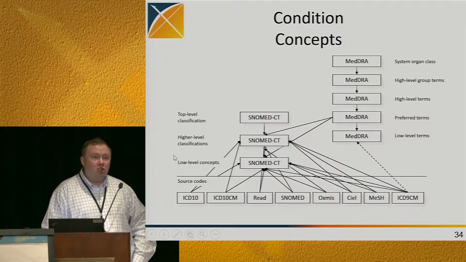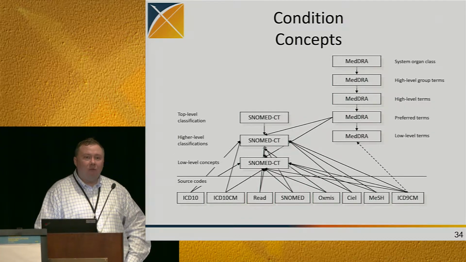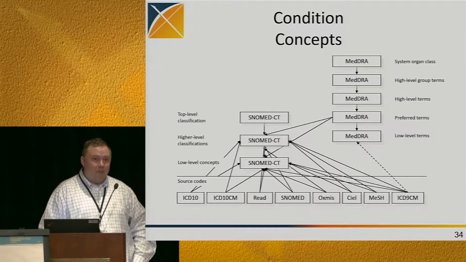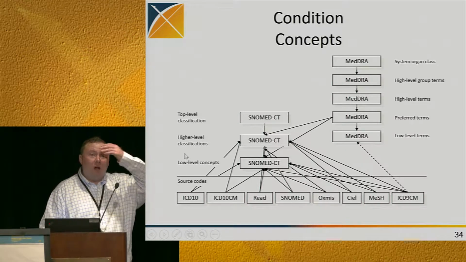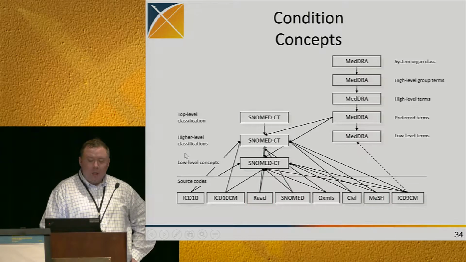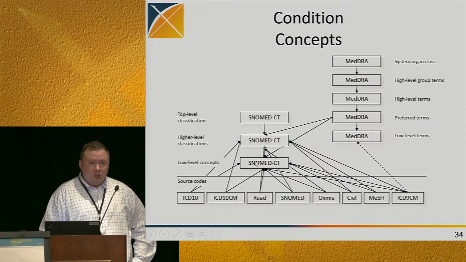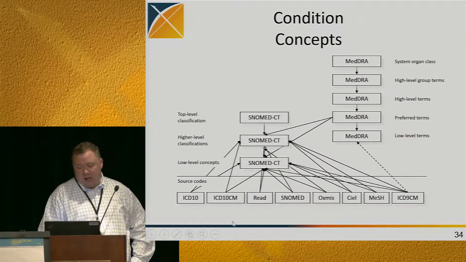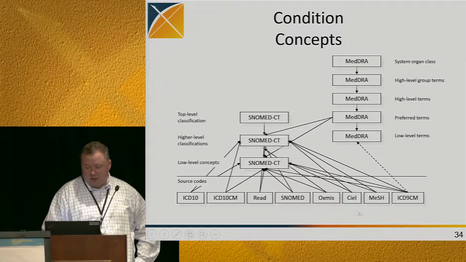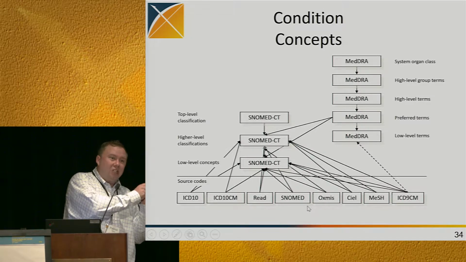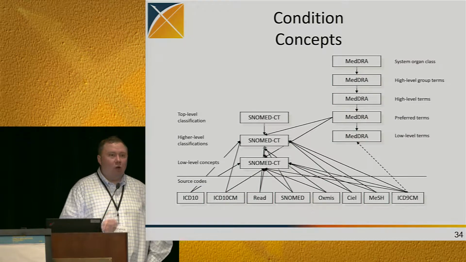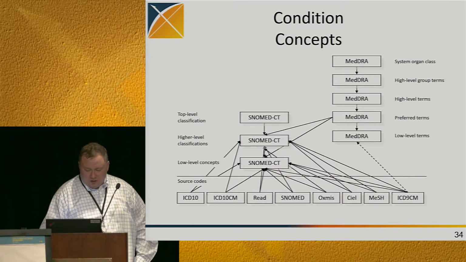And what that means is source codes have established relationships that map the source codes into that standard. So if you download the OMOP vocabulary, you're not just going to get SNOMED, but you're also going to get ICD-10 and ICD-9 and read codes and OXMIS and SEAL and MESH, etc. And those have relationships already curated to go from those source codes into the standard.